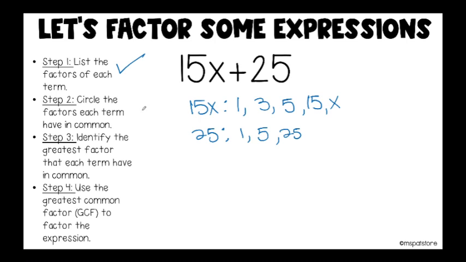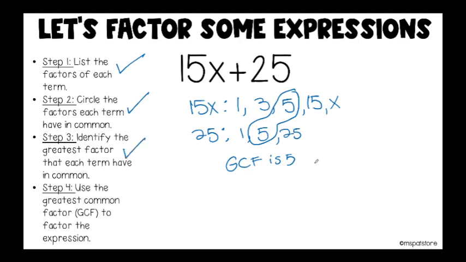Step number 2, it says that I need to circle the factors that each term have in common. Well, basically here they only have 5 in common, okay? So I'm done with step number 2. Step number 3, it says that I need to identify the greatest factor that each term have in common. So in this case, my greatest common factor is 5. So now I already did step 3.